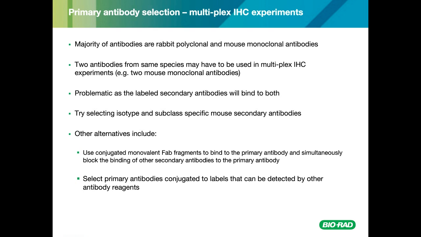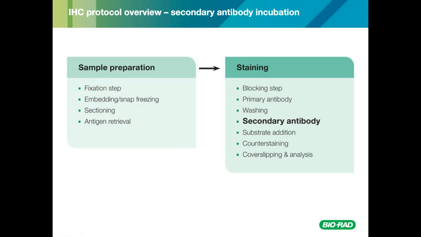Yet another alternative is to select primary antibodies conjugated to labels that can be detected by other antibody reagents. For example, you can use a FITC conjugated mouse monoclonal antibody and a biotin-labeled mouse monoclonal antibody, which can be detected by anti-FITC antibodies and streptavidin. These secondary reagents can either be directly conjugated themselves or can be detected by tertiary reagents. The primary antibody step is followed by washing steps prior to the incubation with the secondary antibody.